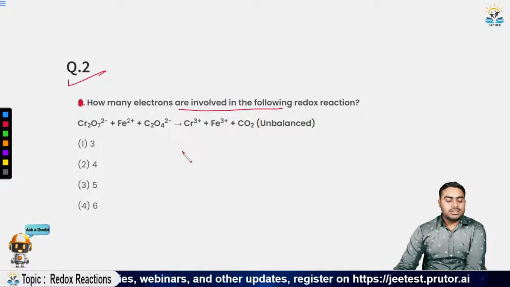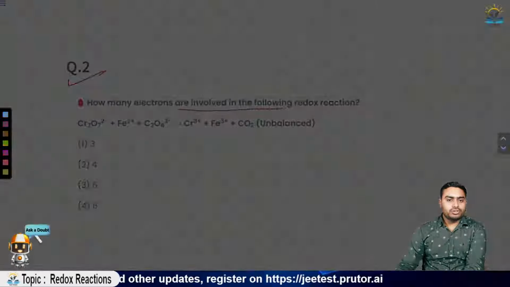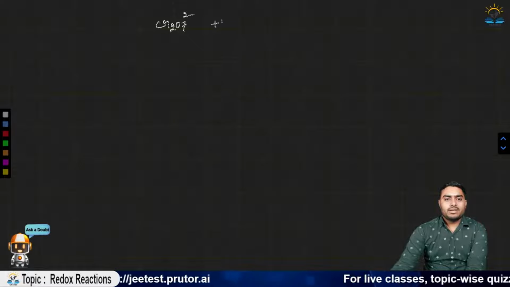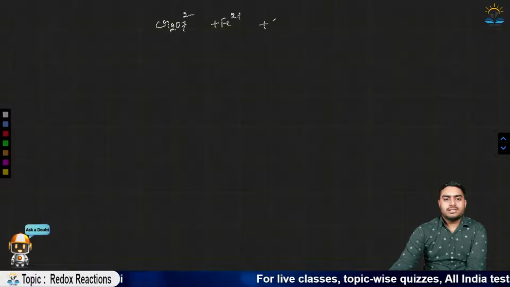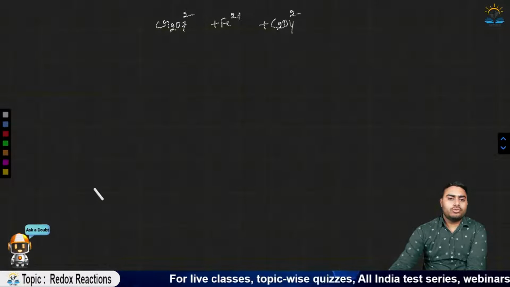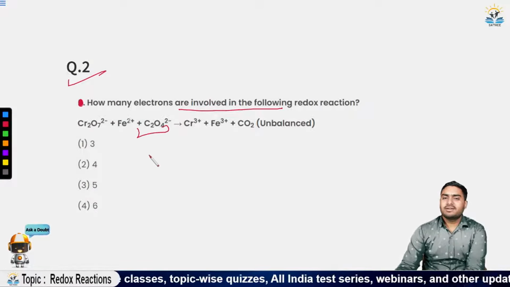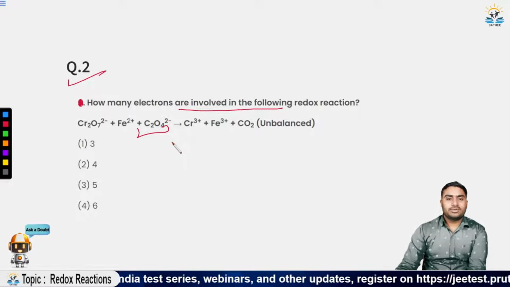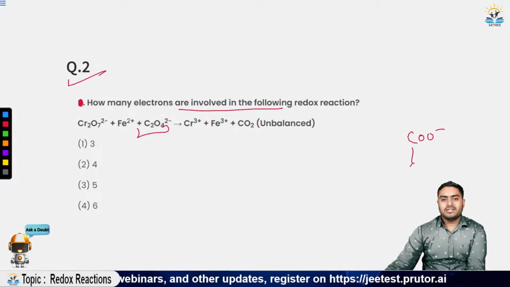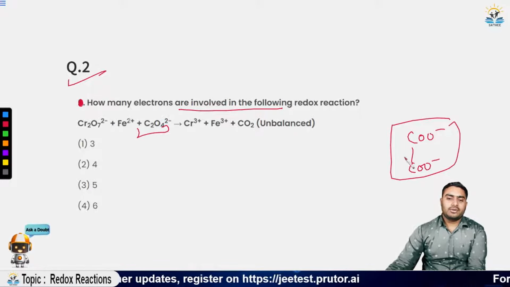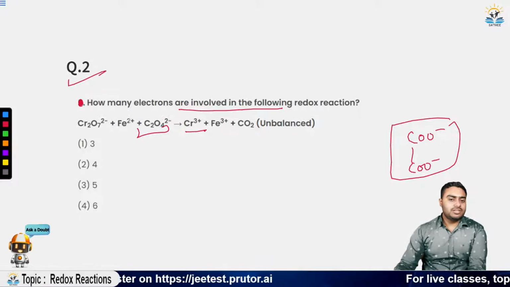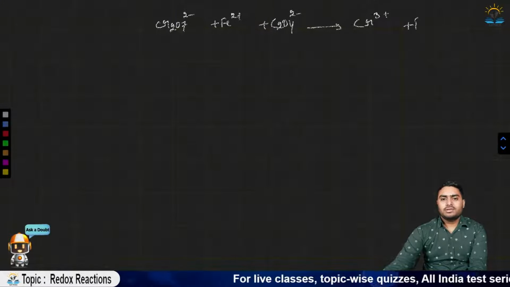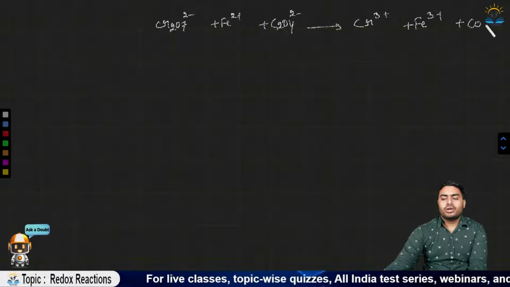Okay, so the equation is Cr2O7 2 negative plus Fe2 positive plus C2O4 2 negative. What is that? C2O4 2 negative, it's the oxalate ion. You know, COO negative and COO negative. This is the oxalate ion. Okay, gives Cr3 positive, Fe3 positive, and CO2. That's very simple. You can follow all these steps.